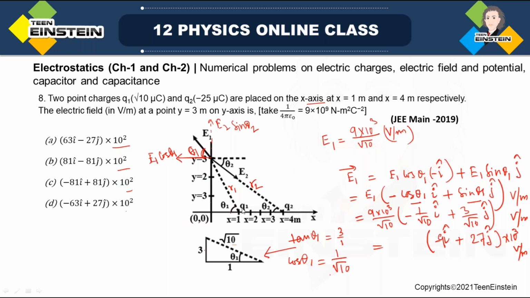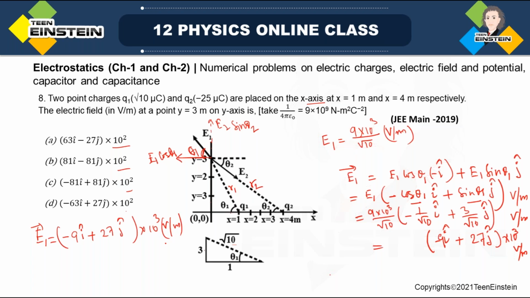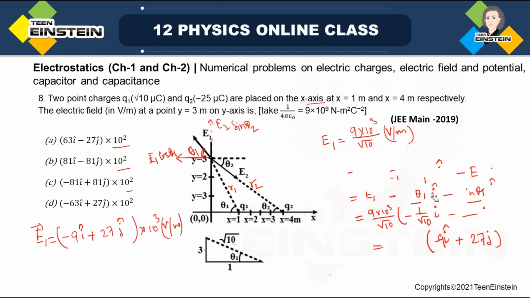So what we can do, we can just write this down somewhere. Let me write it here. What we have got, E1 vector as minus 9 i cap plus 27 j cap whole into 10 to the power 3 volt per meter.